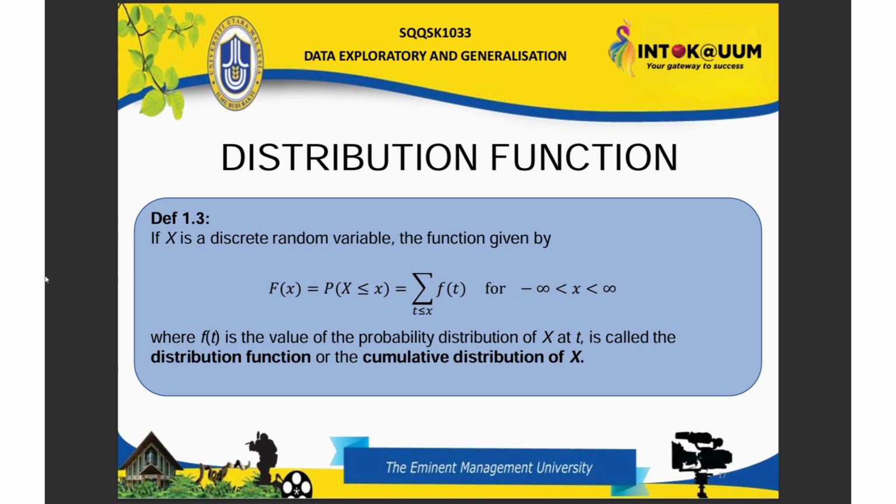We now introduce a related concept, the cumulative distribution function F(x). This function gives the probability that X is less than or equal to a specific value x. Formally, F(x) is equal to the probability that X is less than or equal to x, which is equal to the sum of f(t) for all t less than or equal to x, where f(t) is the value of the probability distribution of X at t, is called the distribution function or the cumulative distribution of X.